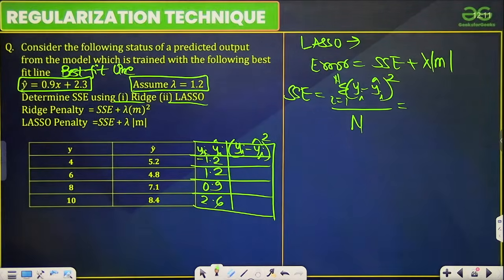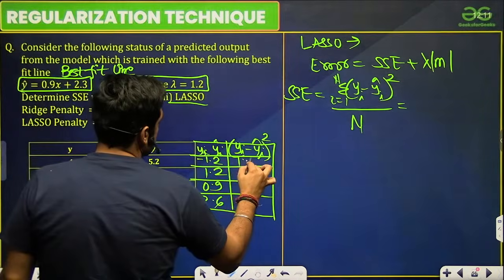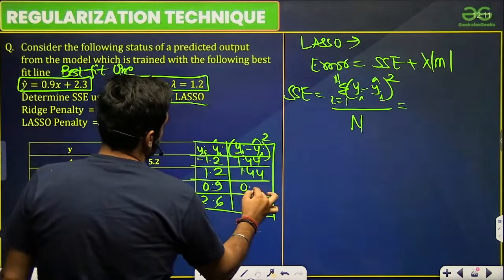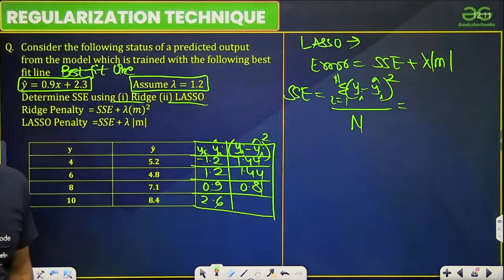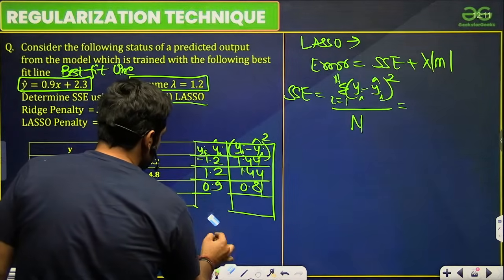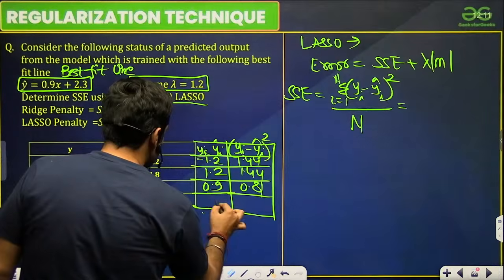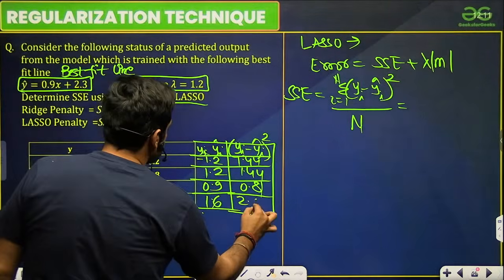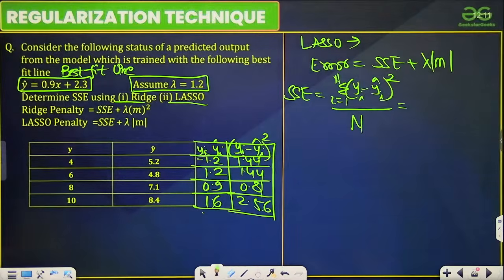So squares: 1.44, 1.44, 0.81. What is the square of 16? I put it wrong here, this is 1.6, so 16 times 16 is 256, and I would get 2.56. Now, very simple.